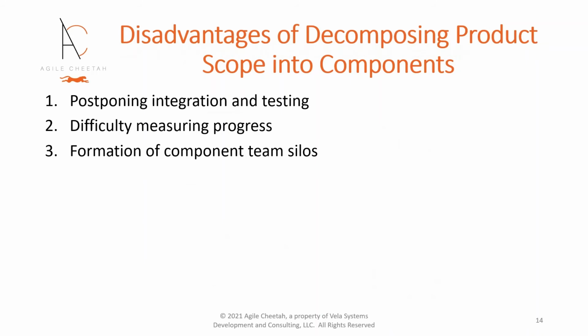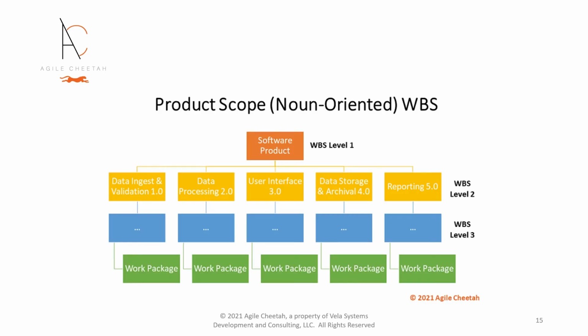The third disadvantage is the way planning based on WBS decomposition creates component team silos. Each WBS element maps to a set of resources, one or more teams, that do the work. Establishing development teams for specific solution components often stifles cross-team collaboration and creates productivity bottlenecks.